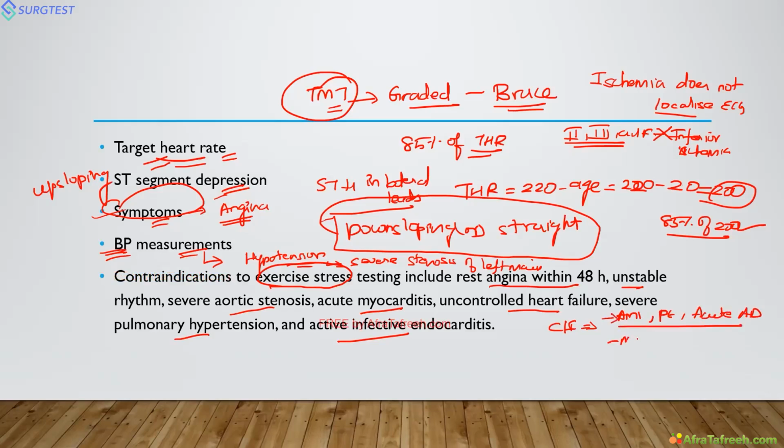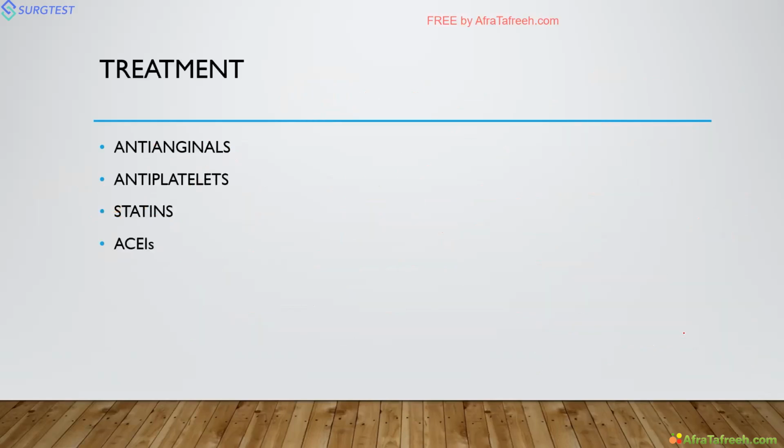Other things are myocarditis, then acute decompensated heart failure, then infective endocarditis. These are all contraindications because you can't send these patients for TMT. So these are the contraindications. The answer to the last question is severe MR, because we assess functional capacity using that.